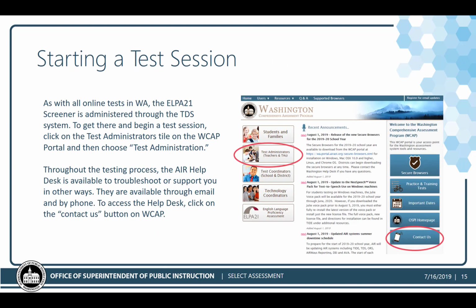The screener is administered through the Test Delivery System, or TDS. To start a testing session, access TDS through the WCAP portal by clicking on the Test Administrators tile and then choosing Test Administration. Please note, if you have not logged into the AIR system since last school year, you will need to reset your account before you can proceed to any AIR systems, including TIDE, ORS, and TDS.